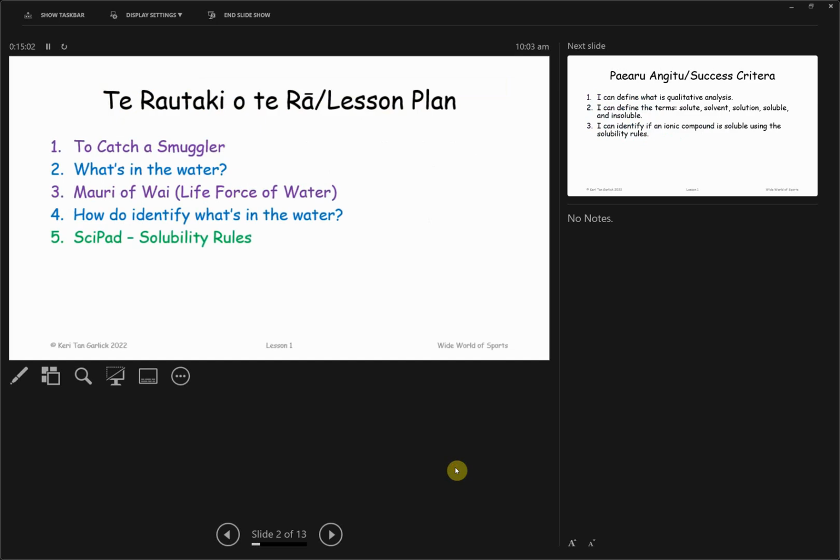So lesson plan today, to start, introduction with the idea of qualitative analysis. I'm going to show you guys a clip of To Catch a Smuggler.